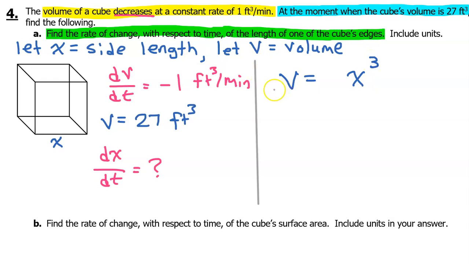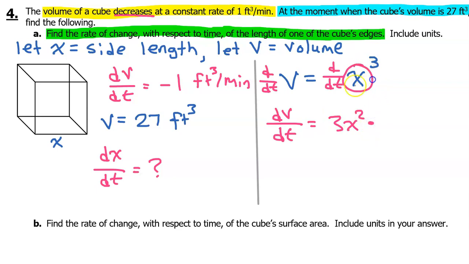Let's take the derivative of both sides with respect to t. So d/dt and another d/dt. On the left side, we now have dV/dt. And we will have to use the chain rule over here because the variables do not match. So this will be 3x squared for the outer function, but then we multiply by the derivative of the inner function, which is our dx/dt.